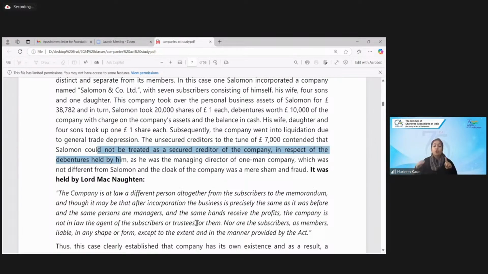All right. So he was allowed to take the money because he was a secured creditor, not because he is the owner of the company. It is the duty of the company when it goes into liquidation that the assets will be paid first to the secured creditors, and then we pay the unsecured creditors. Since Salomon was the secured creditor of the company, whatever assets were left were given to Salomon.